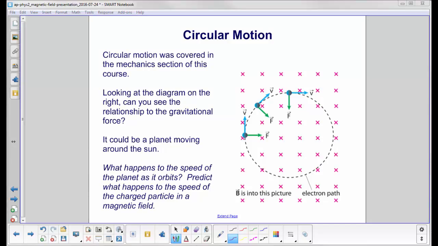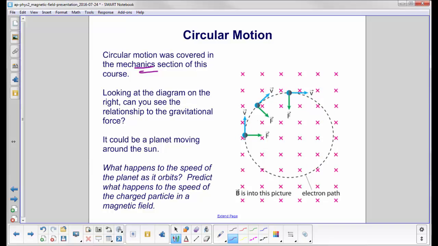Where have we seen this before? Well, circular motion was covered in the mechanics section of the course. And if you look to the right, can you see a relationship between this and a gravitational force? Well, this could be a planet moving around the sun, where the planet at some time in way past history had a linear velocity like that, and then it got captured by the gravitational field of the sun, or the moon got captured by the earth, whatever two celestial bodies you want to deal with. And as long as the force was perpendicular to the velocity, you would get this circular motion.